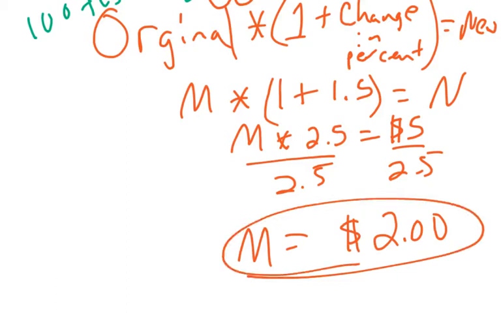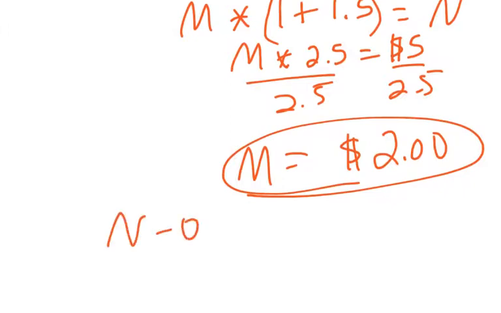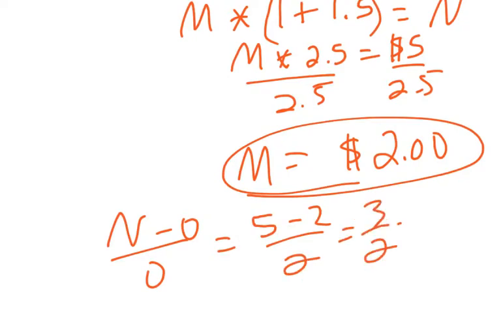Now, you can go back and double check all this by applying the original formula, new minus original over original, and that will give you 5 minus 2 over 2, which gives you 3 over 2, which is 1.5. And then if you move this decimal place over 2 to change it into a percent, it gives you 150%, which is the mask increase.